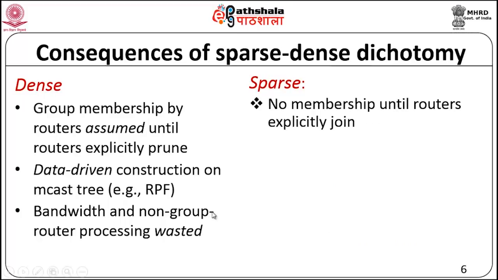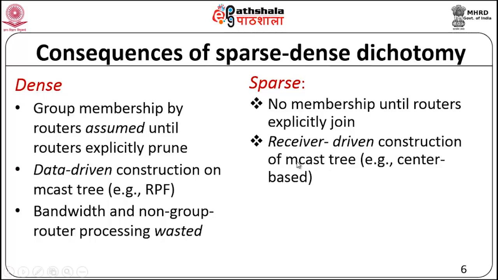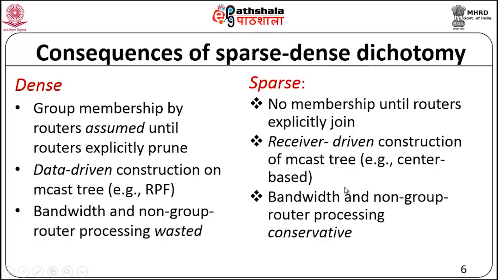If you look at the sparse protocol, this is kind of different when compared to the dense protocol, in the sense that there is no membership until the routers explicitly join. So, in dense we assume that everybody is already a member, whereas in sparse we wait for members to explicitly join the tree, or let the protocol know that there are members here, that they are interested in receiving the data. Also, you can look at this as a receiver driven construction of the multicast tree. Okay, it is a center based construction, and bandwidth and non-group router processing are conserved. It is a conservative approach to the bandwidth and non-group router processing. So, that is the difference between these two.